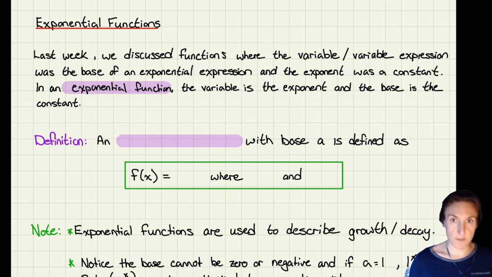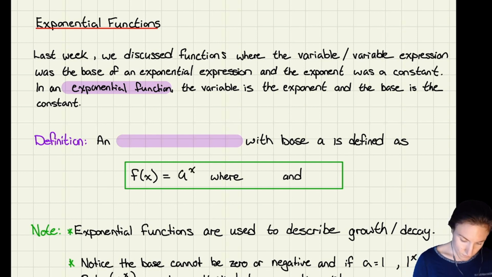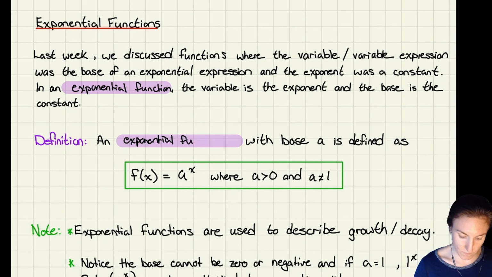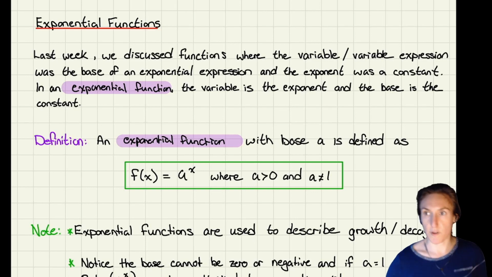So we are going to define an exponential function of the form f of x is equal to a to the x, where a is greater than 0. It cannot be 1, however. Okay, so it's not a negative value. And it can be somewhere between 0 and 1, but not equal to 1. And this is how we define this type of function.